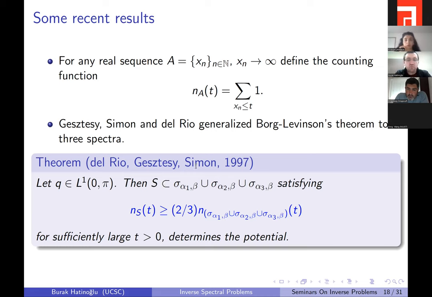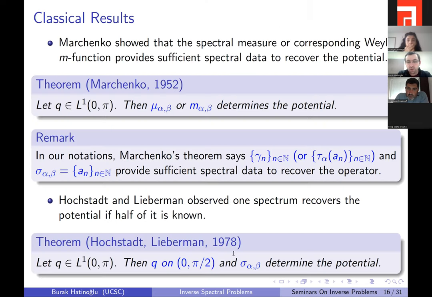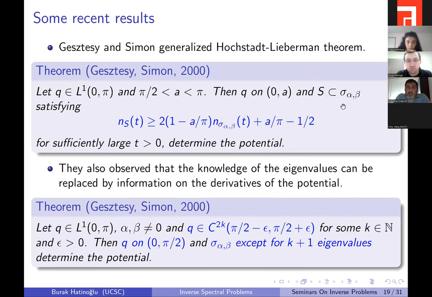Then in 2000, Gesztesy and Simon also generalized the Hochstadt-Lieberman theorem using a similar approach. Let me recall the Hochstadt-Lieberman theorem. We are given the potential on half of the interval, 0 to pi over 2, and we are also given one full spectrum; then this data uniquely determines the potential. What they did was play with the length of the interval and consider some subset of the spectrum. Here we consider the potential on the interval 0 to a for some a between pi over 2 and pi, and we consider some subset of the spectrum. Again, if that set satisfies this inequality for the given counting functions for sufficiently large t, then this data, the potential on the interval 0 to a and the subset of the spectrum, uniquely determines the potential.